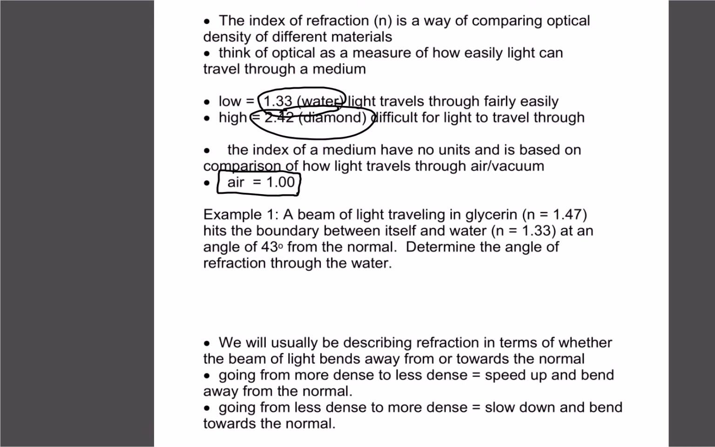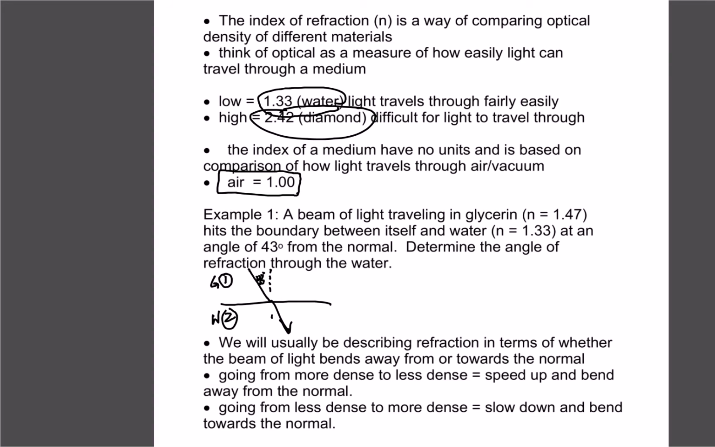So let's do an example. It says we've got two indexes, 1.47 and 1.33, and it's entering at 43 degrees between glycerin and water. Let's call the top glycerin, number 1, and let's call the bottom water, number 2. It's traveling and it hits at an angle of 43 degrees to the normal. What's going to happen when it goes through into the water?